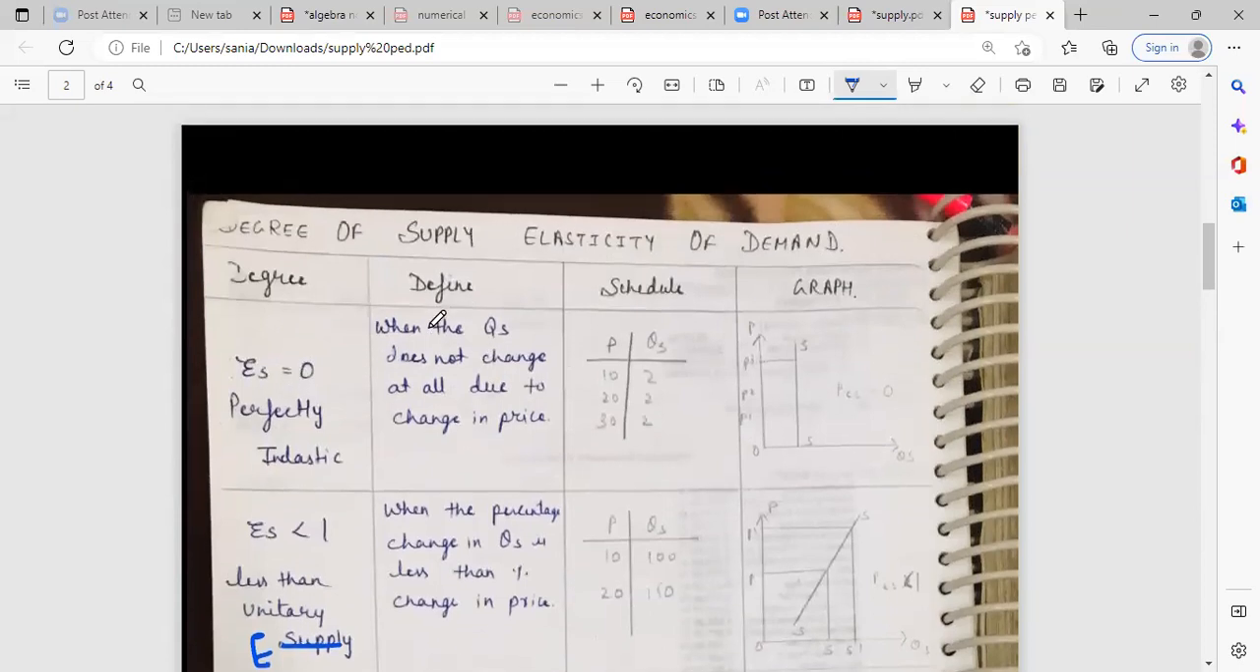Now, ma'am, what is this? When your QS does not change at all due to change in price, because you know that your QS will change due to price. So your price is changing, but your quantity supplied is not changing. That means it is perfectly inelastic. No matter what you do, your QS will not change. Over here, you can see price is increasing, but QS is not increasing. QS is here and it will always remain here, right? But price is increasing, but QS is not increasing or decreasing.